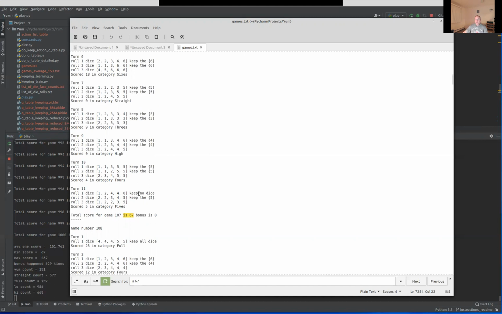And here the last turn, only the 5s left. So no 5s here, so he's keeping nothing. And here he's got only 1 5, and so he's keeping it, but he's ending up only with 1 5. So unfortunately, that was not a very good game.